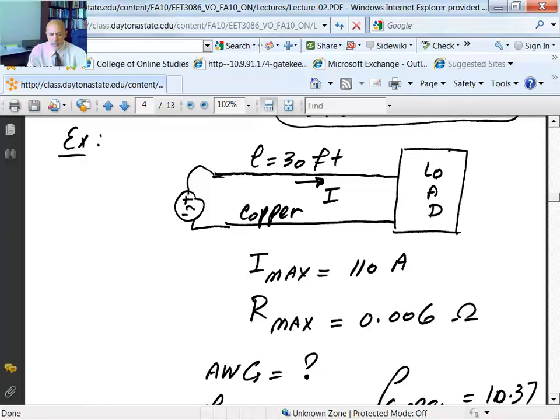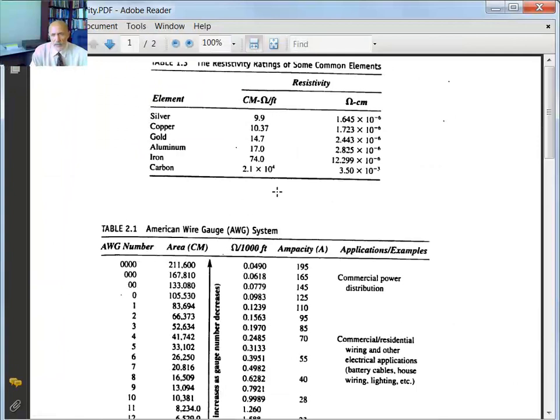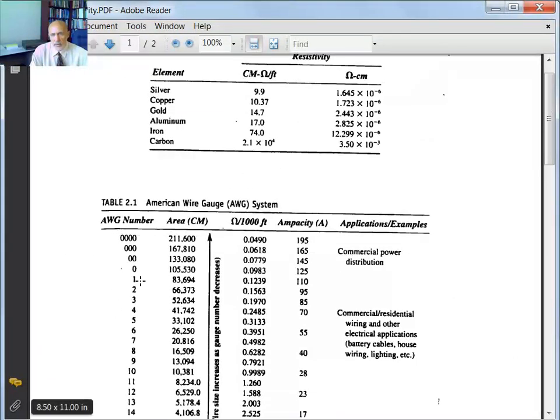Well, if you look at the table in chapter 2, it says wire sizes. It's on page 45. It's AWG, American wire gauge, which is a standard. They give each wire a number, then you have the area in circular mil, and then they give the resistance of each wire per thousand feet, and then they give you the capacity in amps. And here they have some applications and examples.